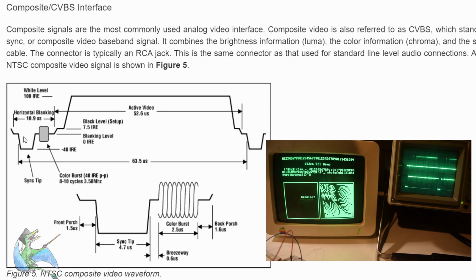Then after that period, this gray blob here is the color burst. We're not doing color, so we're going to pretend the color burst doesn't exist. So after you get clear of the left margin, then you start actually outputting your video. And you can do that for about 50 microseconds. And then you've got to go back down to black level. You have to stay at the black level for a little while. And then you fire your sync pulse again.